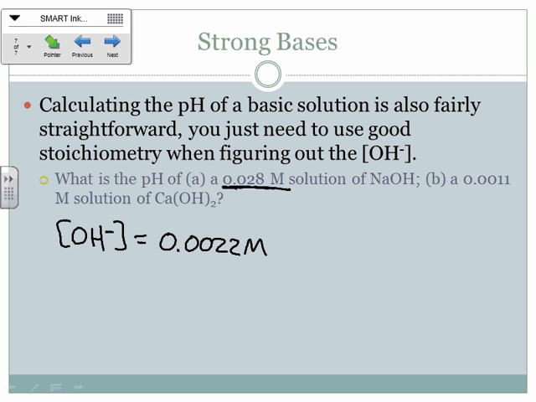Okay, and then again, we'll just do the same process now. Take the negative log of that number. It's going to give you 2.66 or so. So the pOH equals 2.66, okay, which means the pH would equal 11.34.